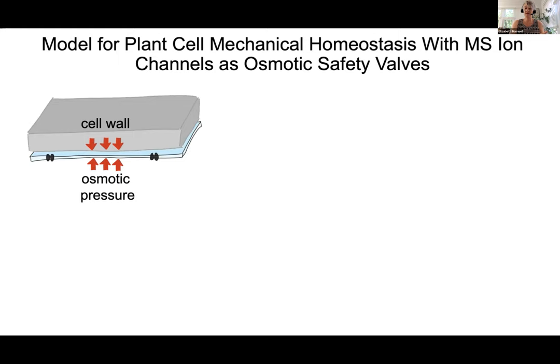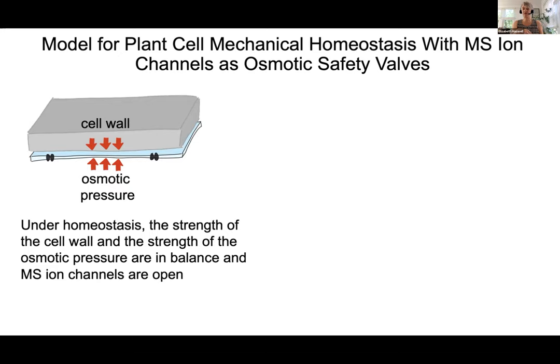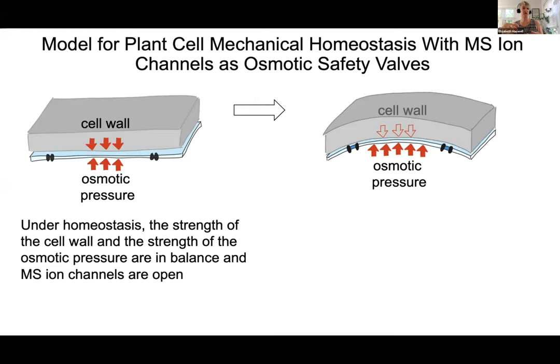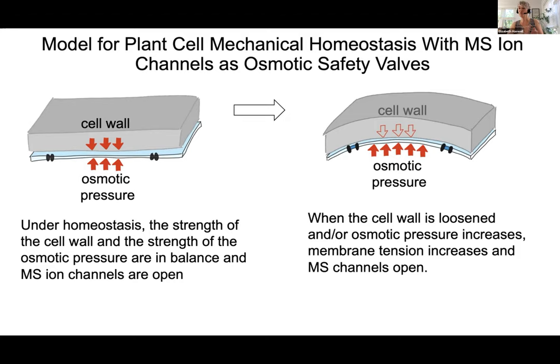So in a homeostatic situation, the strength of the cell wall and the strength of the osmotic pressure are in balance, and mechanosensitive ion channels are, that should say, closed. Now, if the cell wall is damaged or weakened, or osmotic pressure increases, the cell will be out of balance, and the mechanosensitive ion channels will open because the plasma membrane in between osmotic pressure and the cell wall will increase in tension. So the cool part is that if these ion channels release ions, they reduce the osmotic pressure. Now the whole system can then return to a homeostatic state.